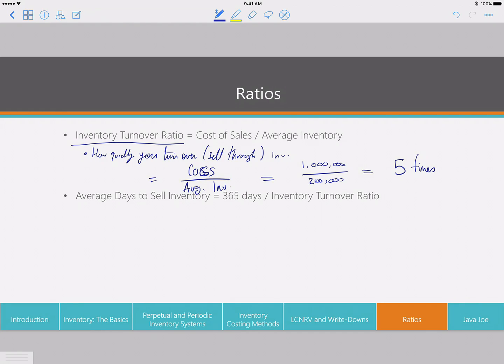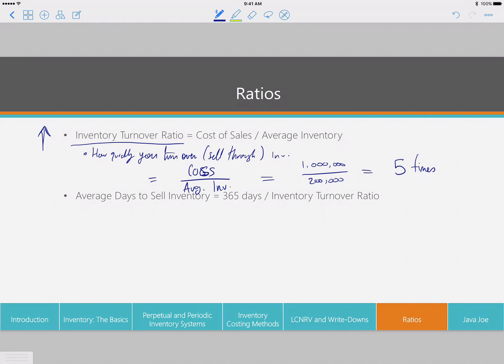And of course, you want a higher number, because if you have a very low number, it means that you have too much inventory, or you're not doing a good enough job selling it, or it means that nobody likes what you have to sell. Maybe your inventory has become obsolete, and that could be a very high risk for an inventory write-down if it becomes obsolete, if the price drops for it.